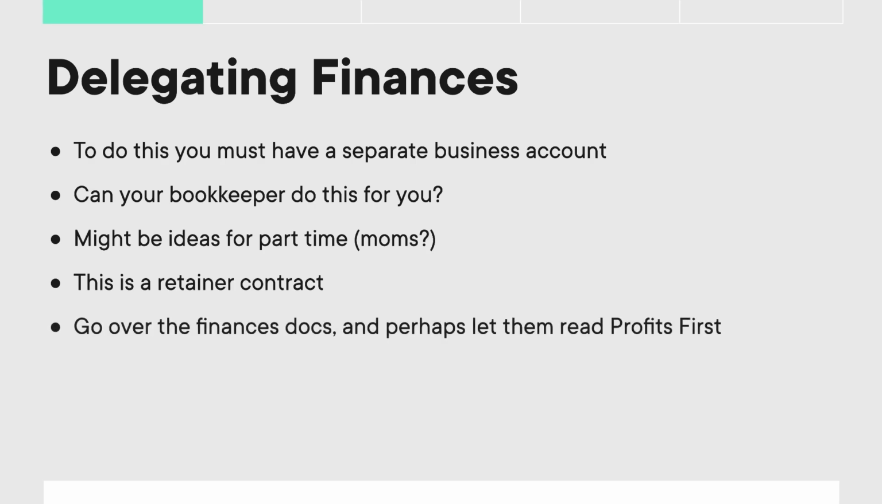Okay, so basically what you'll do is you'll show them the finance documents that we covered in the finance doc, and perhaps even let them read Profit First so you'll understand how to manage your finances. Do you want to take profits out of the business? How often do you want them to send the salary back to your personal bank account? You basically want to align with them on how you want your finances to be handled, and then hire them as a retainer contract, and we'll get back into the hiring in the next video.